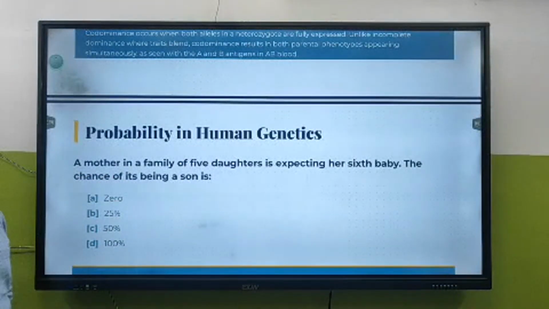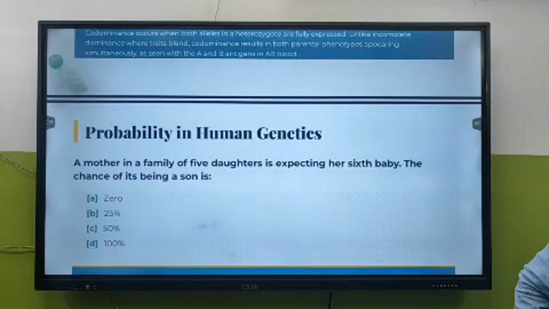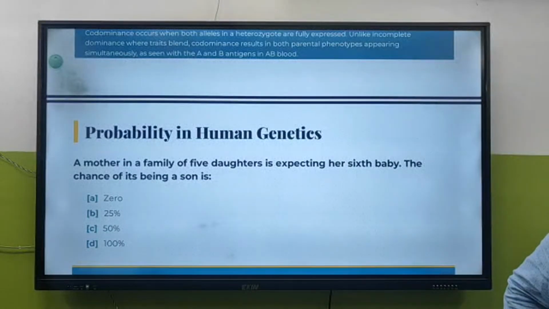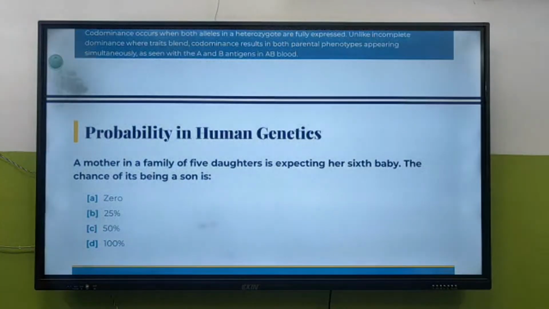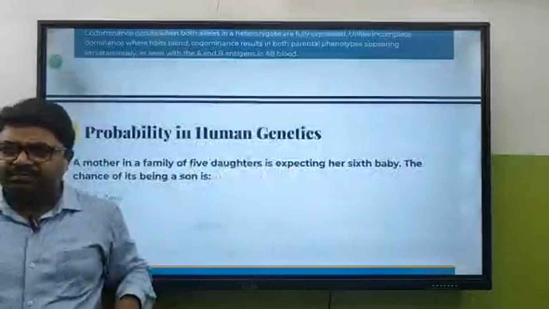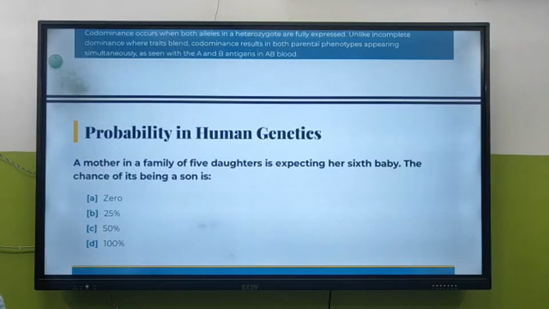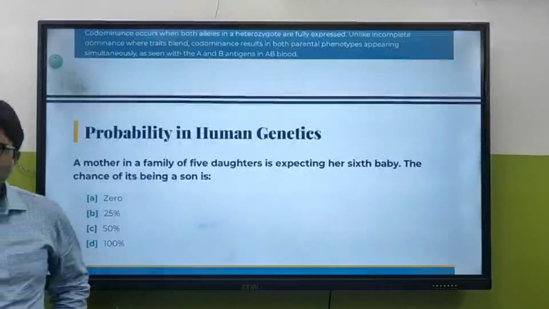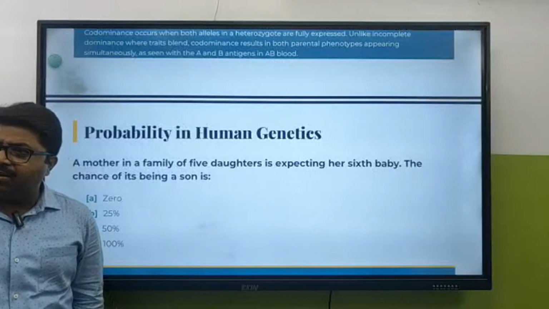Okay, this is very important, very tough. A mother in a family of 5 daughters is expecting her 6th baby. The chance of its being a son is what? Why 0? Because it's the 6th one, since 5 are already girls, this one has to be a girl.